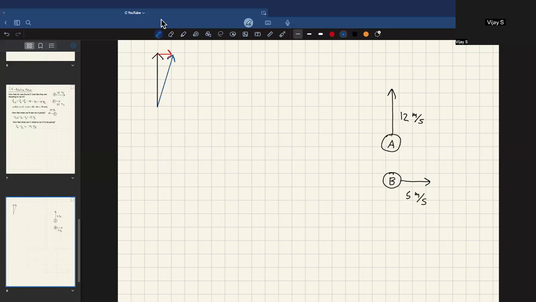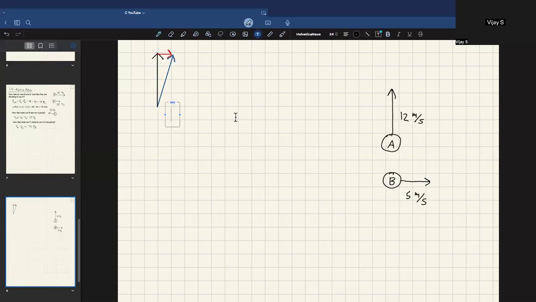One type of question that you guys are likely going to get, I believe that I've seen this as one of College Board's practice questions. I don't really have too many of those right now. But is you have two cars. So let's go back to the picture on the right. You have two cars, A and B. A is going due north at 12 meters per second. B is going due east at 5 meters per second.